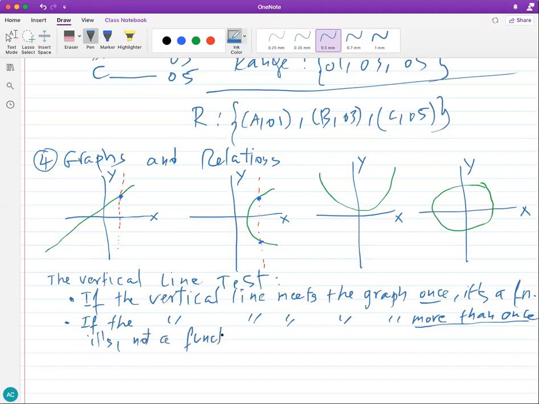Sorry, Professor, what does it say on the first line at the end? If the line meets the graph once, it's a what? It's a function. And it could be the line anywhere. That's right. It could be anywhere you imagine it. You can imagine a line anywhere. If you see it meeting twice, then it's not a function.